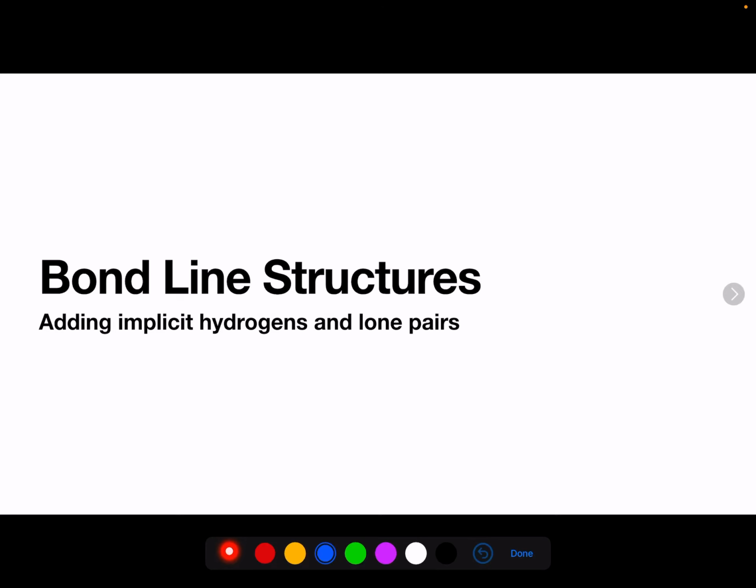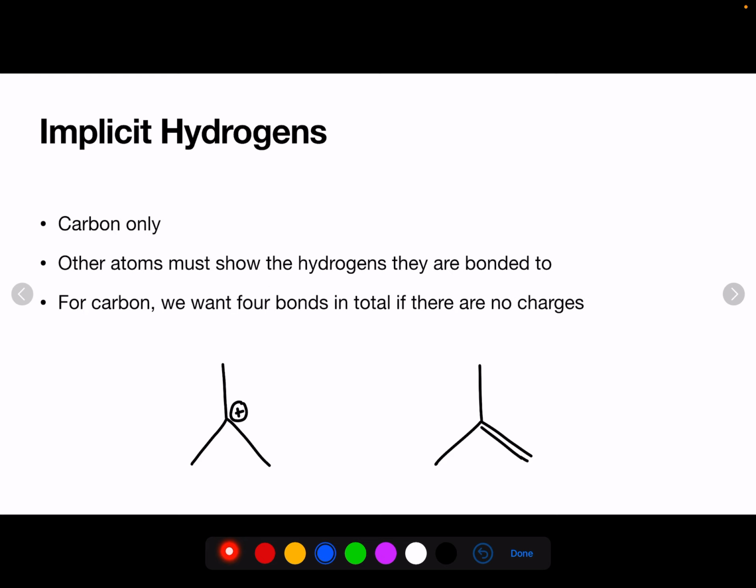Hey everyone, today we're going to be talking about bond line structures, specifically adding implicit hydrogens and lone pairs. So just to recap really quickly, in a bond line structure, each vertex, so a bend or a corner, is a carbon. So if we look at this molecule here, we're going to have 1, 2, 3, 4 carbons in this molecule.